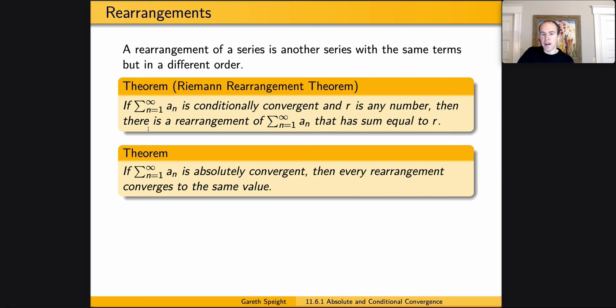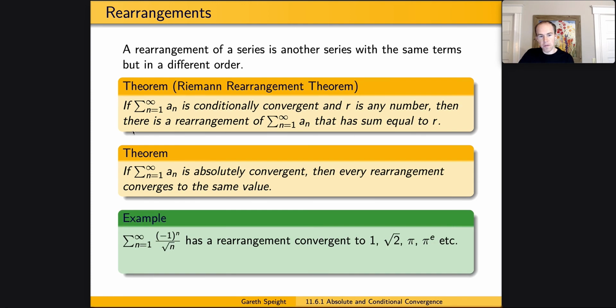On the other hand, if we have an absolutely convergent series, every rearrangement will converge to the same value. So absolutely convergent series are much more stable. If you add the terms in a different order, you will get the same number, which is not true with conditionally convergent series. Of course, this is kind of weird because in our experience with finite sums, it doesn't matter which way you add them.